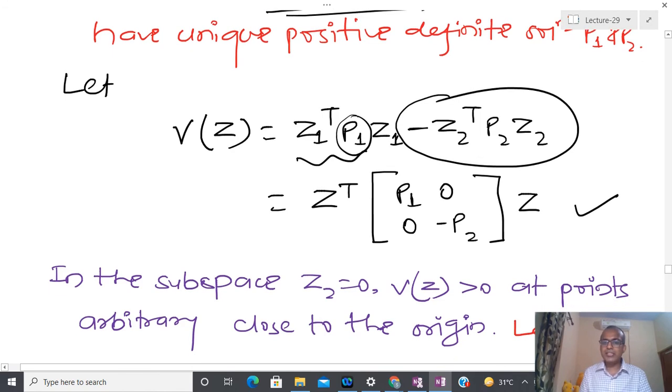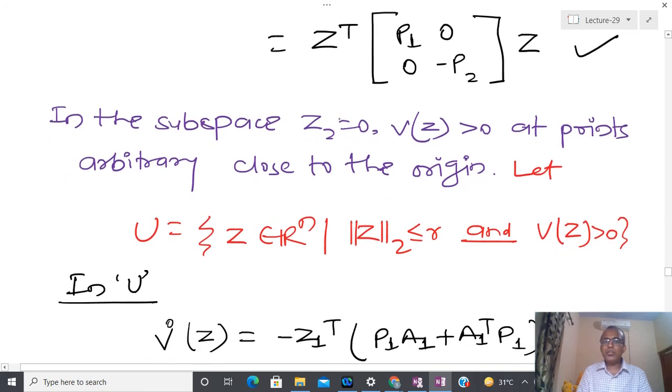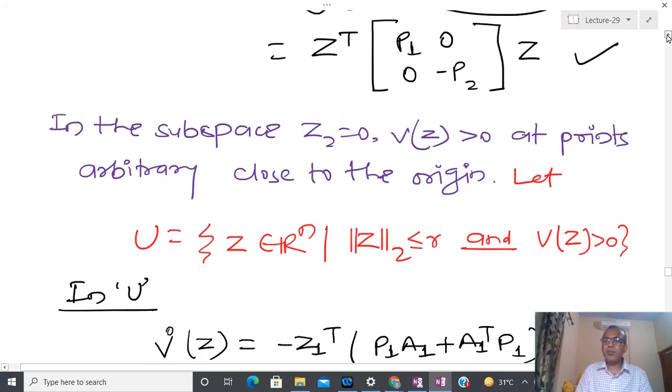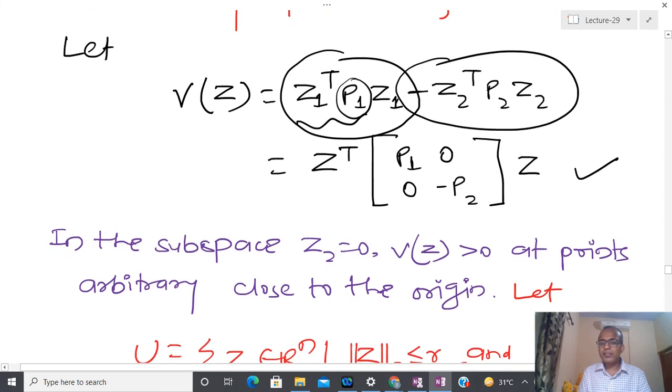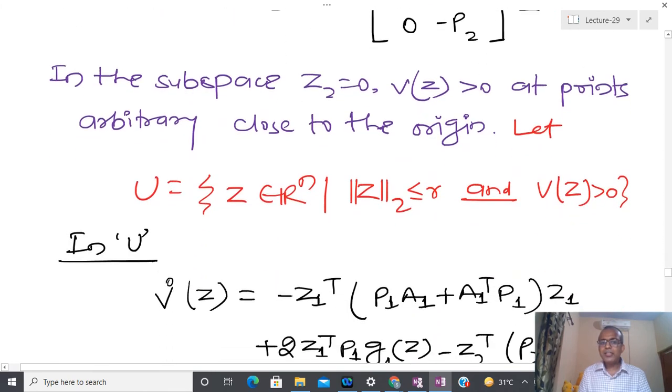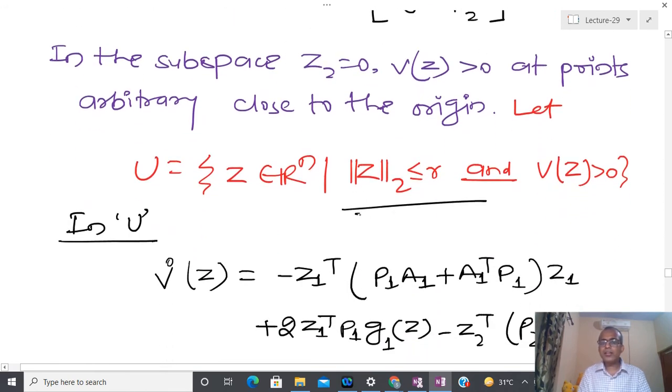So same kind of things I have written here: if z2 is very small, then you can see that the dominated energy is like this, and at that moment I have created some kind of set where this relation is satisfied: z2 less than or equal to r and V(z) is greater than 0.